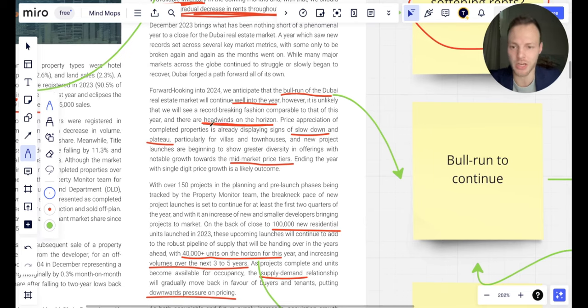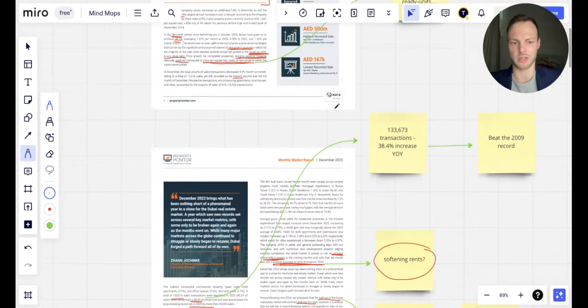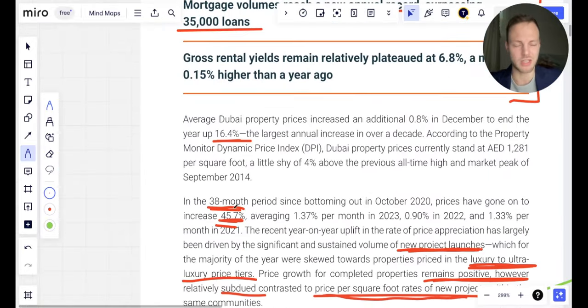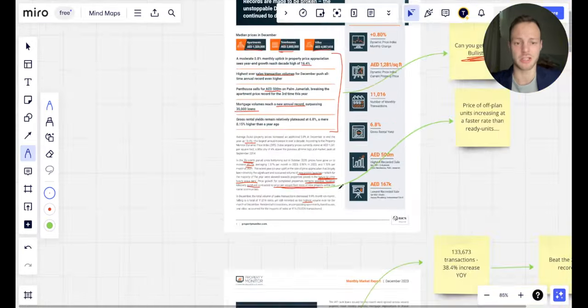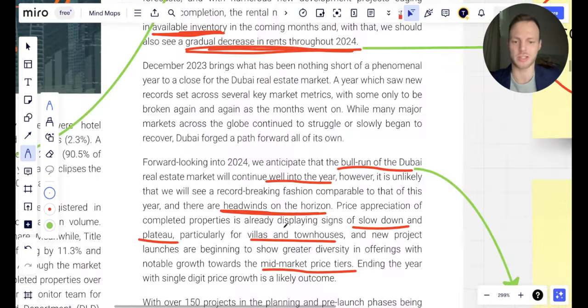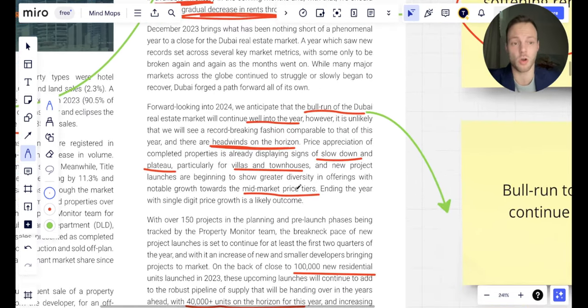The price appreciation of completed properties is already displaying signs of slowdown and plateau, particularly in villas and townhouses. I just want to stop there, because if I bring you back to the very beginning, where there was a 45% increase in prices, is it really that surprising that there's going to be a slowdown in prices? No, it's actually very, very healthy. So I don't think that is too much of an issue.